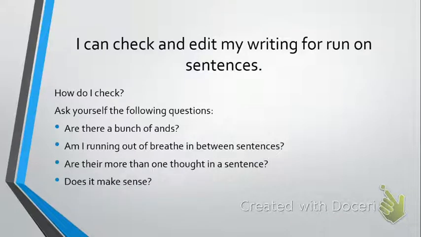So how do I check for these things? You're going to ask yourself the following questions. Are there a bunch of ands? And this, and that, and something else. Are there a bunch of ands? And then you are going to ask yourself, are you running out of breath in between these sentences? I should only be breathing every time there is a punctuation mark. Okay? Meaning if I'm doing that method, right? Am I running out of breath? If I'm running out of breath, chances are you're missing some punctuation marks and you have some run-on sentences.